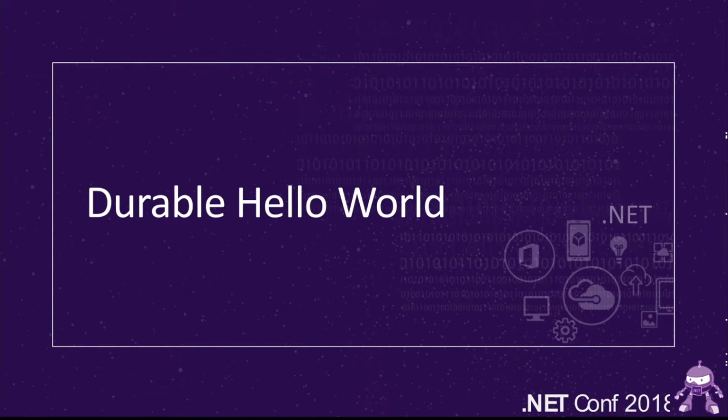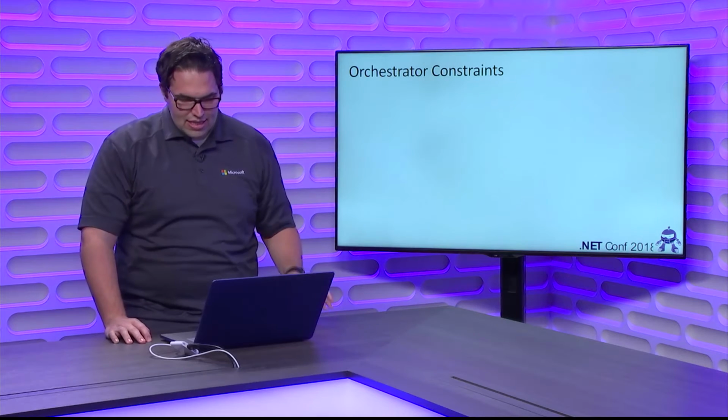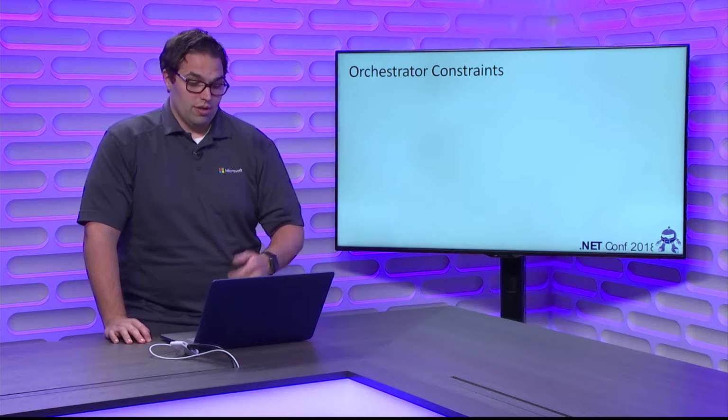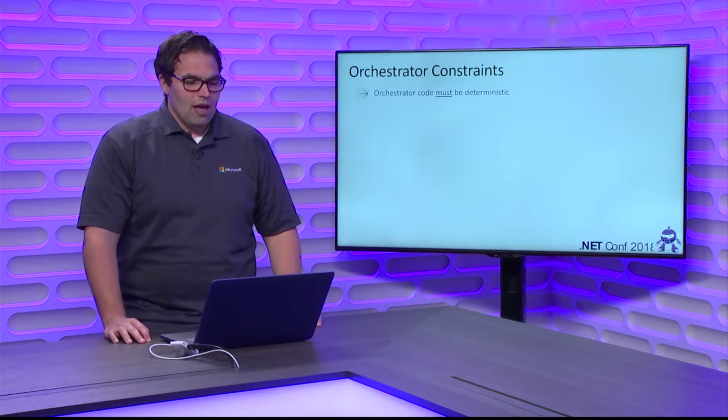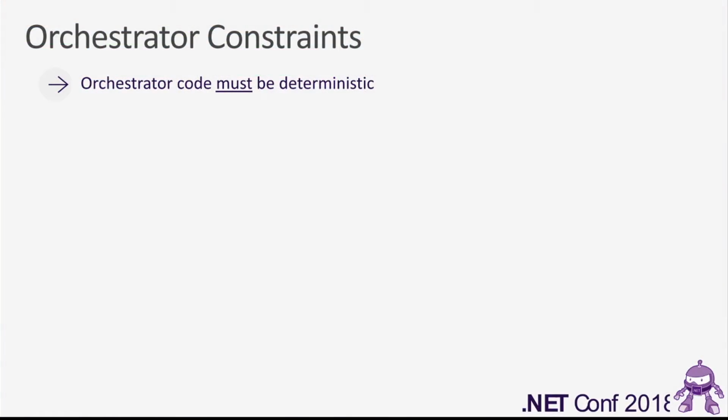All right, let's come back here now that we've seen that and talk about some of these constraints. So most of these constraints stem from the fact that this is using event sourcing with replays to work. So let's check out some of these constraints. Orchestrator code must be deterministic. And when you understand how durable functions works, this makes a lot of sense.